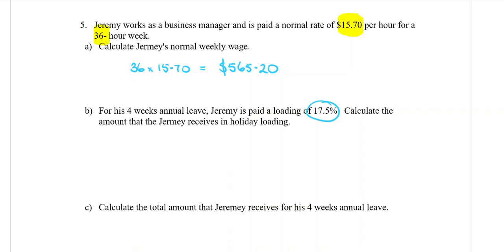Now, for his 4 weeks annual leave, Jeremy is paid a loading of 17.5%. Calculate the amount that Jeremy receives in holiday loading. 17.5% means 17.5 out of 100. And we want 17.5% of, which means times, by his weekly pay, which was $565.20. Now that would work out his loading for 1 week, but it says here that he gets 4 weeks of annual leave. So I would also times that by 4 so that it's for all 4 weeks.